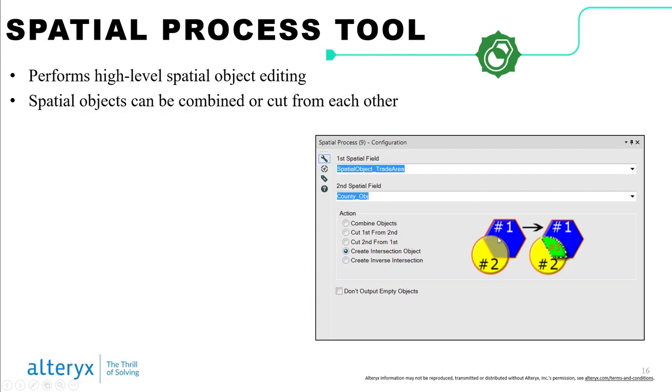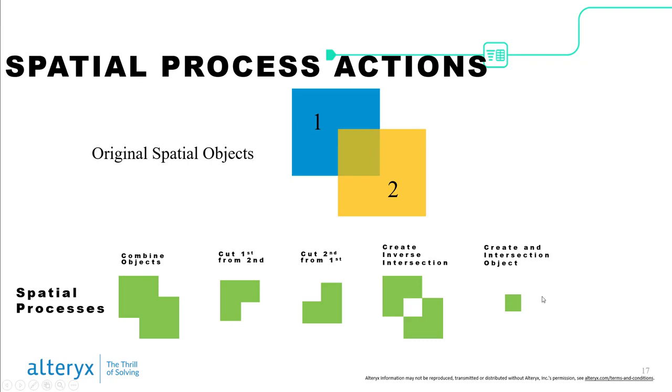against each other. Do you want to combine them together into one shape? Do you want to cut the first from the second, or the second from the first? Create an intersection object or create an inverse object, and you've got this little guide here that'll help you as you toggle through it. But the reality is this is what it really looks like. So let's just say I have 2 squares, 1 and 2. These exist on the exact same row of my data set, and I want to somehow spatially process them.